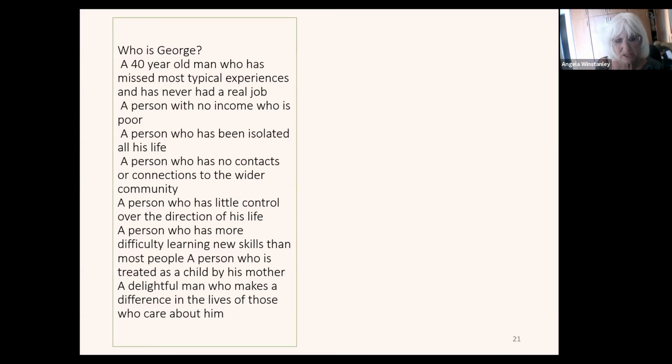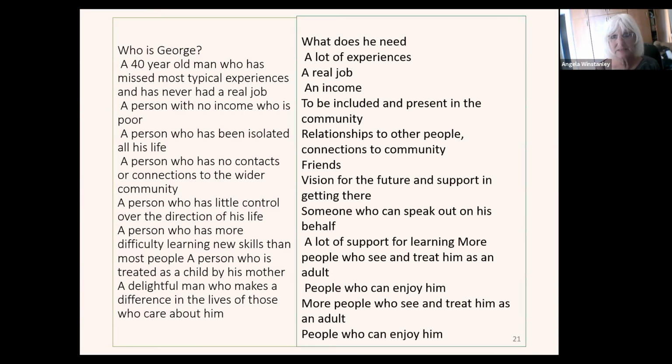A person who is treated as a child by his mother, a delightful man who makes a difference in the lives of those around him. What a different perspective that is. What does he need? A lot of experiences, a real job, an income, to be included and present in the community, relationships with other people and connections to community. He needs friends. He needs a vision for the future and support in getting there. Someone who can speak out on his behalf, and a lot of support in learning, with more people who see him and treat him as an adult.